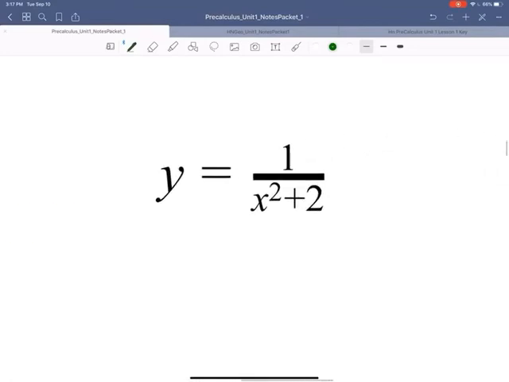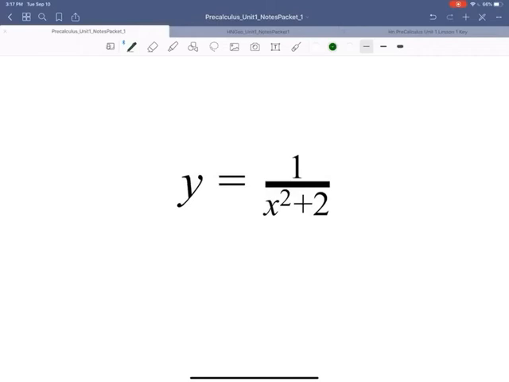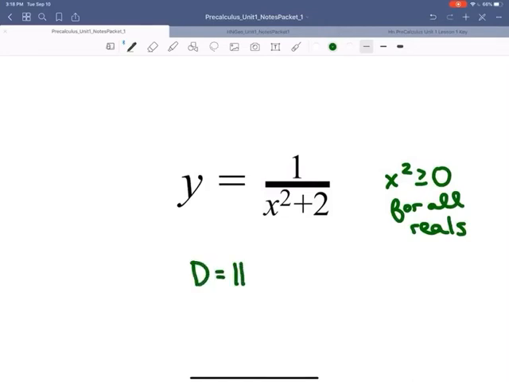So now let's take a look at y equals 1 over x squared plus 2. So we know that for all real numbers, x squared is non-negative. We're never going to square a real number input and get a negative number. So that means the denominator, x squared plus 2, is always positive. So we're never going to have 0 in the denominator, which means the domain is all real numbers. We can plug any number we want into this function.